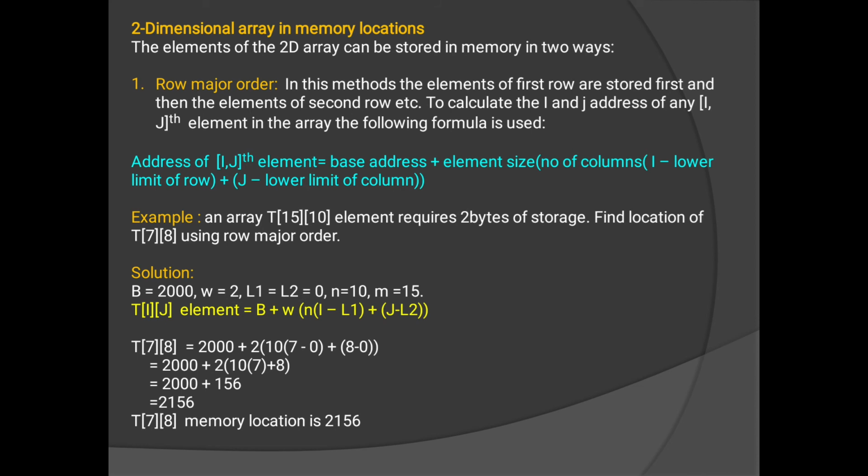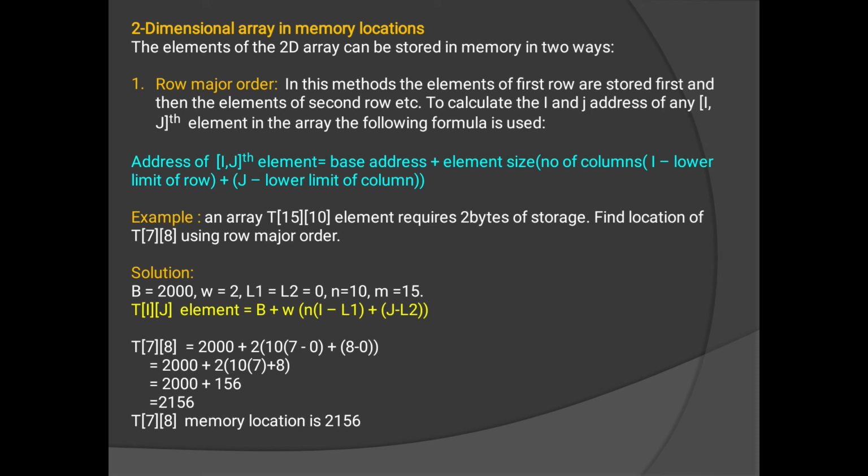The formula that will be used is: address of ij element equals base address plus element size, within the bracket, number of columns times i minus lower limit of row, plus j minus lower limit of column. When you execute this formula, you will get the address of the memory location of the ij element in the array.